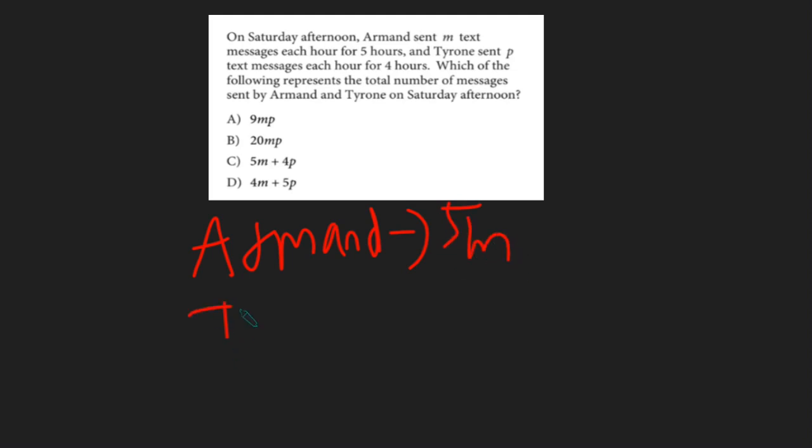And then for Tyrone, same logic applies, so it's 4P. And the total number of text messages is adding the two numbers up together. So we have C.